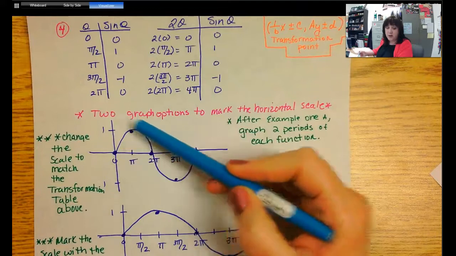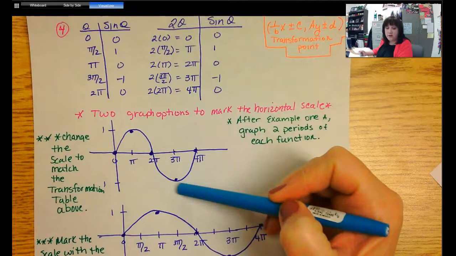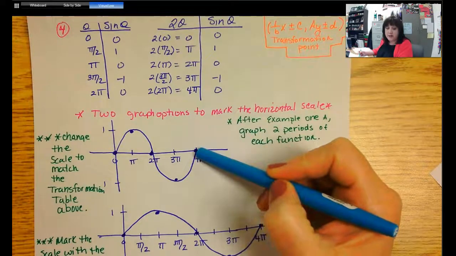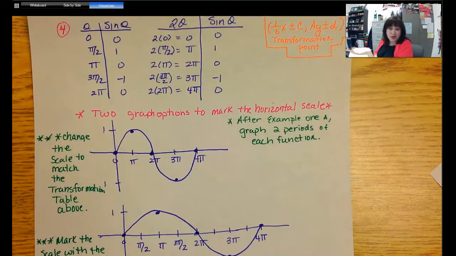So at pi I was at 1, I was at 0 at 2 pi, I was down here at -1 for 3 pi, and back up at 0 for 4 pi. So you can see the wave doesn't look any different because I actually just changed the points on the axis. So it should look the same.